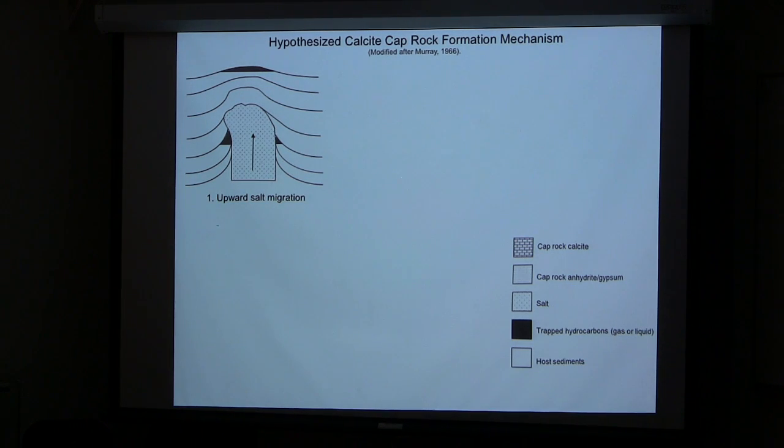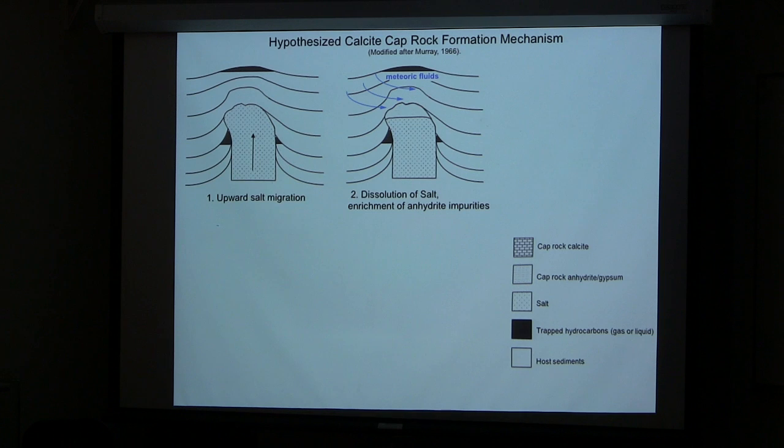So past research has supported that the hypothesized calcite cap rock formation mechanism first begins with the upward migration of the salt. So again, as this salt is going to rise upwards from its depositional location, we're going to see the development of these perfect hydrocarbon traps and the accumulation of these hydrocarbon deposits located along the flanks of these salt domes. And these hydrocarbon deposits can either be in a gas or liquid form, so either methane or petroleum.